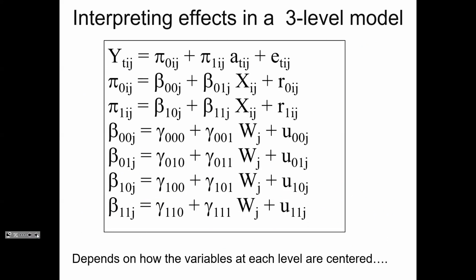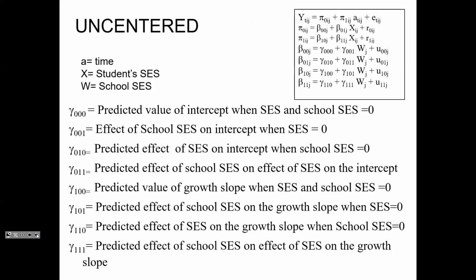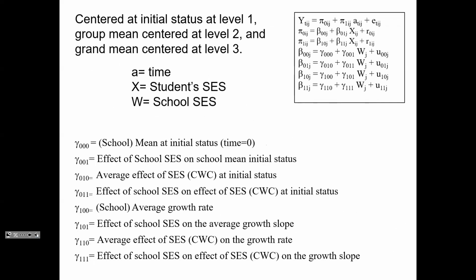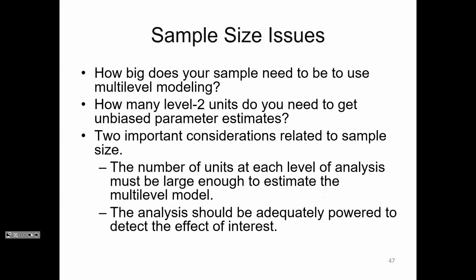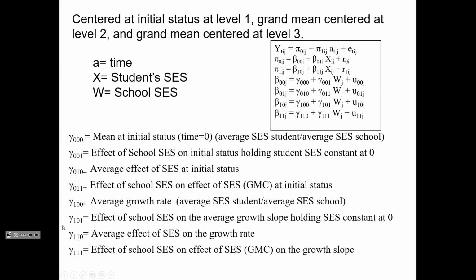So I have also for you, and again, I'm not going to go through these right now, but I've written out how you would interpret all of these effects, all of the gammas, in an uncentered model, in a group mean centered model, like if you group mean centered at level 2 and grand mean centered at level 3, or if you grand mean centered at level 2 and grand mean centered at level 3. All of that's written out for you.